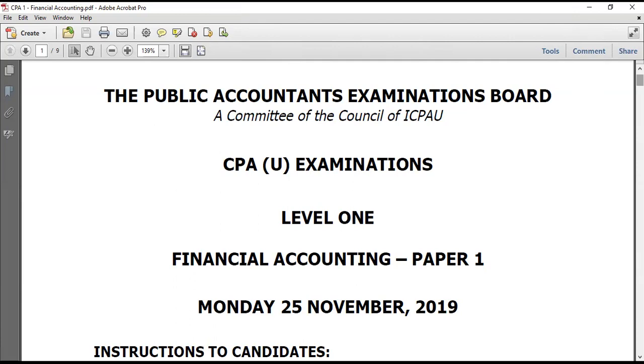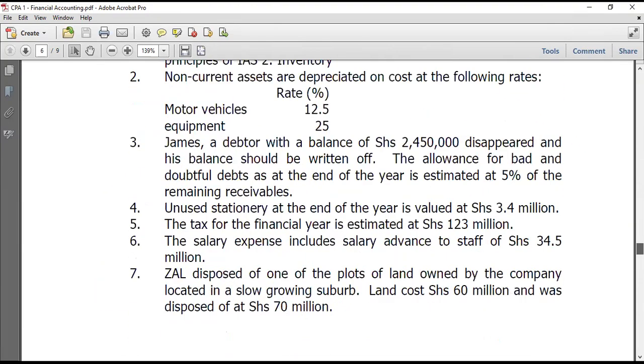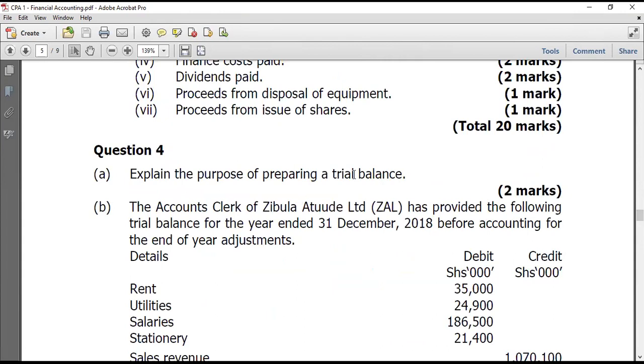So we have a question, I think the last question here. They're asking us the purpose of preparing a trial balance. Remember, we now know what a trial balance means: a list of balances from the ledgers. So the purpose, of course, is that we use the trial balance to prepare the financial statements. But the trial balance can also help us detect if we have any errors at hand.